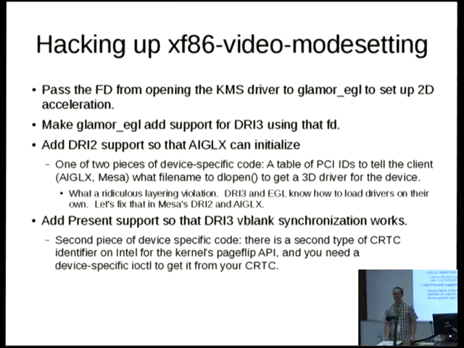So I started hacking on this project, and I took that FD to the kernel and passed it off to Glamor, turned off the shadow rendering code. And that actually pretty much just worked. I had more trouble getting all my symbols present than anything else. So that was pretty impressive.